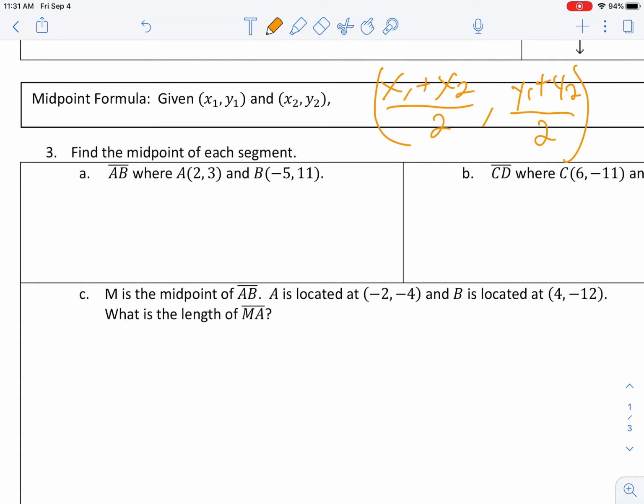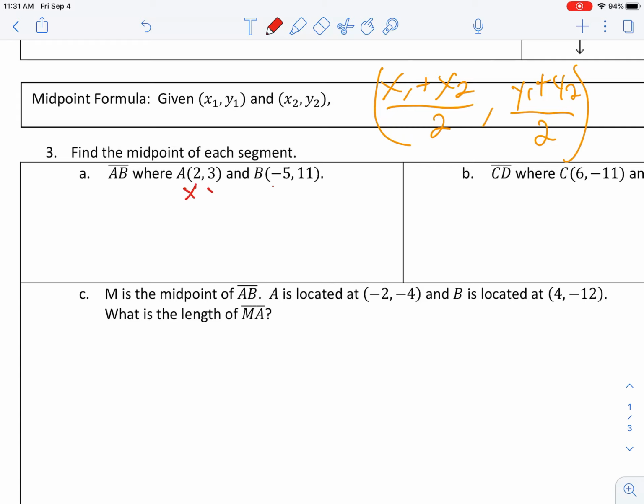Okay, so back to number 3 here. On number 3 then, again, as I was saying, we want to go ahead and use our midpoint formula now, because that's going to be the quickest way. It's taking the x's, add them together, divide by 2, taking the y coordinates, add them together, divide by 2. It's always the average of the x's, average of the y's.